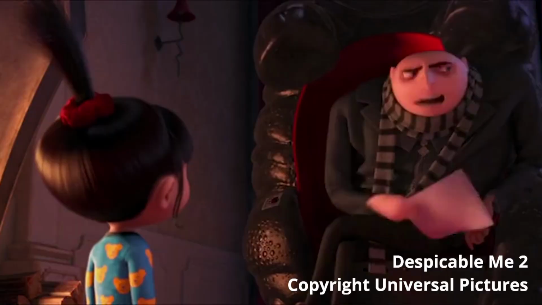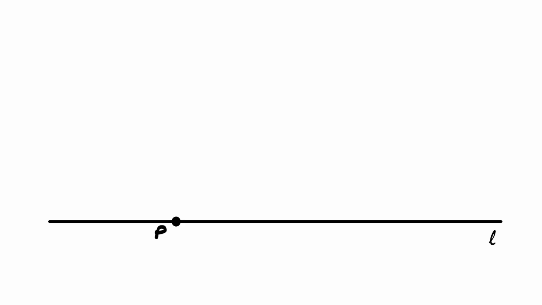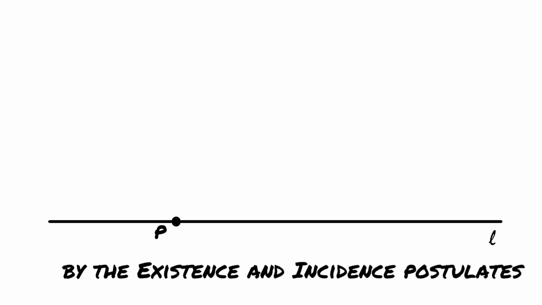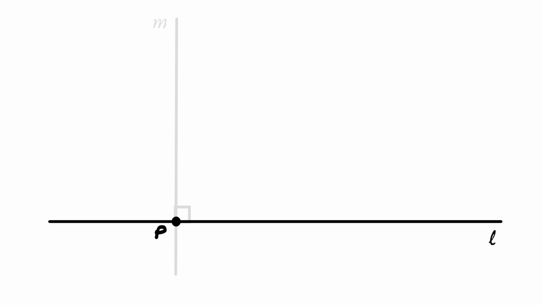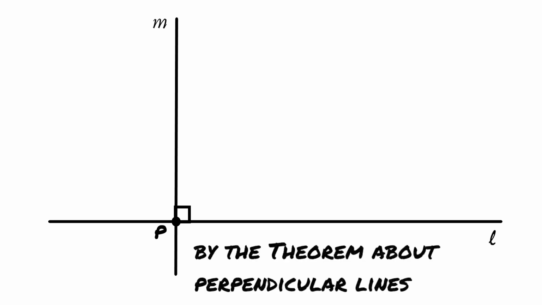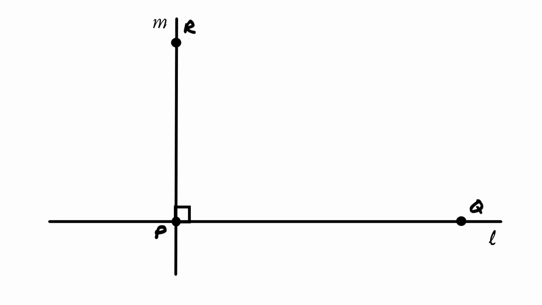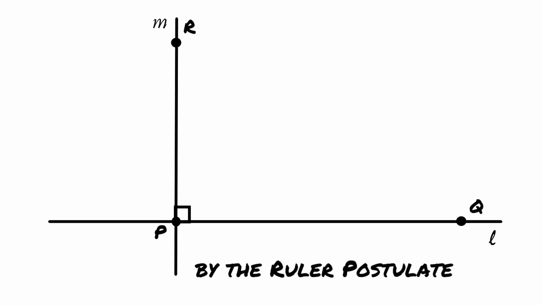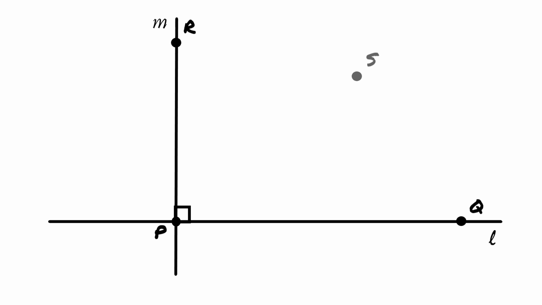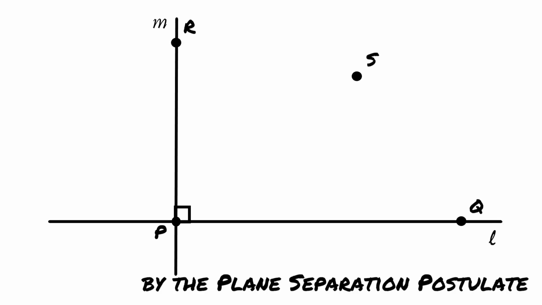Sorry. Anyway, that's not very satisfying. I mean, sheesh, rectangles can't be that hard to draw, can they? All right, let's try again. Let's try this one more time, but this time let's start with a line L and a point on that line P. Use our perpendicular line theorem to find the line M through P that's perpendicular to L. Pick a point Q on L and a point R on M different from P. This can be done because of the ruler postulate. Then pick a fourth point S in the interior of the angle QPR. This can be done because of the plane separation postulate.